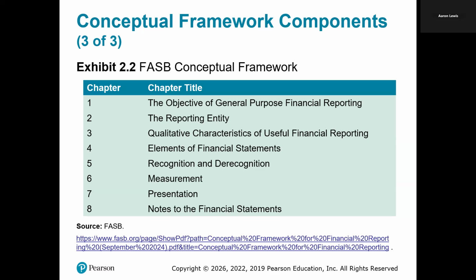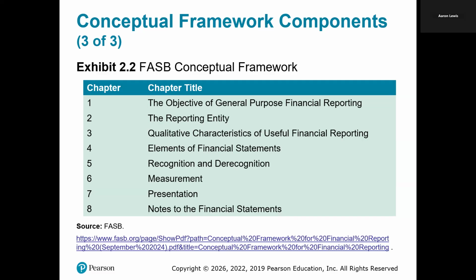So the conceptual framework is broken down into 8 parts, all of which you'll be covering this semester in AC 201. Starting off with the objective, which I'm talking about right now. The reporting entity, how do you describe the scope of the company that you're reporting for? What are the characteristics of good information, useful financial reporting so people can make decisions off of your stuff? What are the different elements that you should report to people? What should be included on your financial statements?